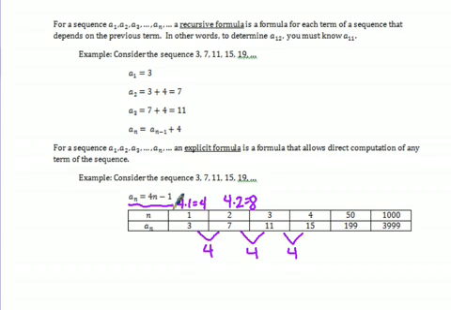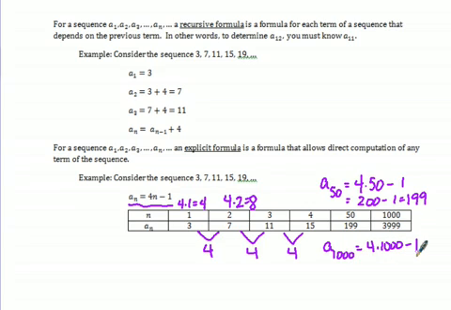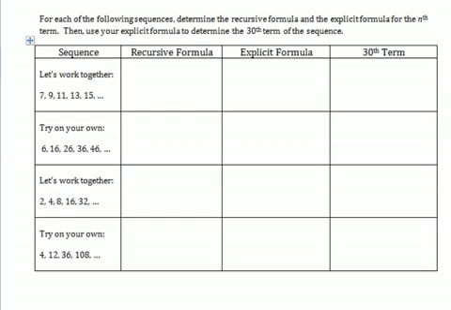And so this formula, A sub n equal to 4n minus 1, is much more useful to help us calculate the 50th term. A sub 50 would be 4 times 50 minus 1, or 200 minus 1, which is of course 199, or even the 1000th term. A sub 1000 would be 4 times 1000 minus 1, which would be equal to 4,000 minus 1, or 3,999. So let's see if we can come up with some of these formulas on our own.